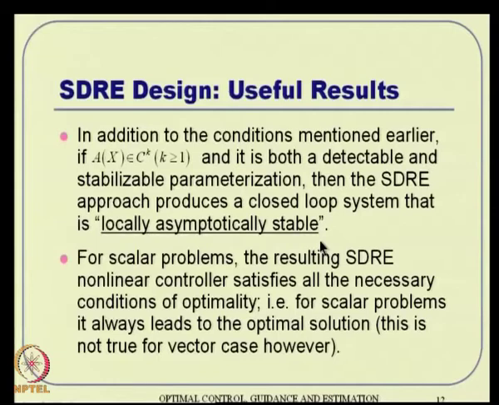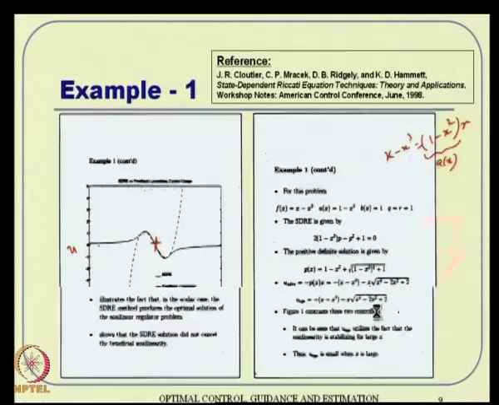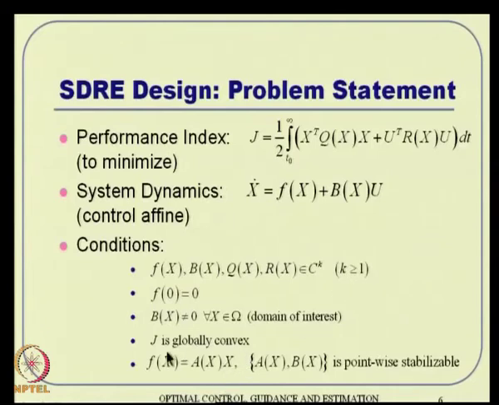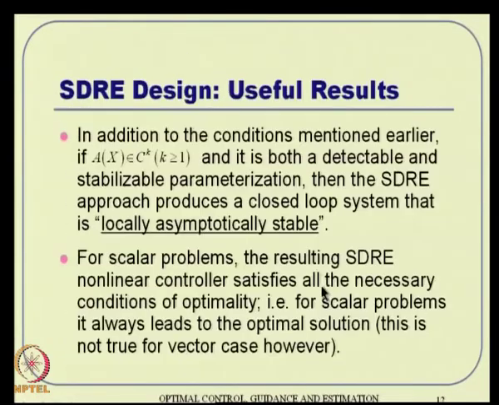Remember, this choice of writing f of x as A of x times x is not unique. Different A matrices pop up, and hence you have these pointwise stabilizability and detectability concepts. No matter what A of x you get, if it satisfies both conditions, that means it is of class Ck and also a detectable and stabilizable parameterization, then the theorem tells us that it leads to a closed loop system that is always locally asymptotically stable. So, that local asymptotic stability guarantee is there.